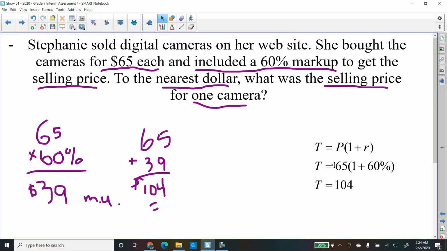Here's another way. If you check out my sales tax video, I believe I mentioned markup there, percent increase, and it's a formula that goes directly to using the markup. So you might want to check out that video. So 65 times 100% plus 60%, it's an additional charge. A markup is like a sales tax. And if you type all that in your calculator, you will get $104. Or you can do it the regular way that most people do it. So Stephanie, good luck. I hope you sell many cameras.